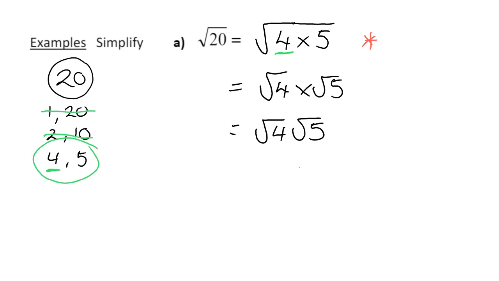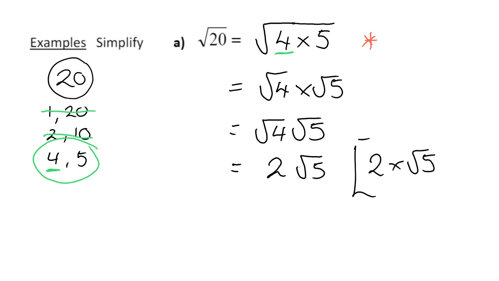Okay, we know that if there's nothing in between two items, it's a multiplication, right? So root 4, we know the square root of 4 is what number do we multiply by itself to get 4? That can change to a 2. 2 root 5, like I said before, that's the same as 2 times root 5, but we don't tend to put the times in there. So the simplified surd is 2 root 5.